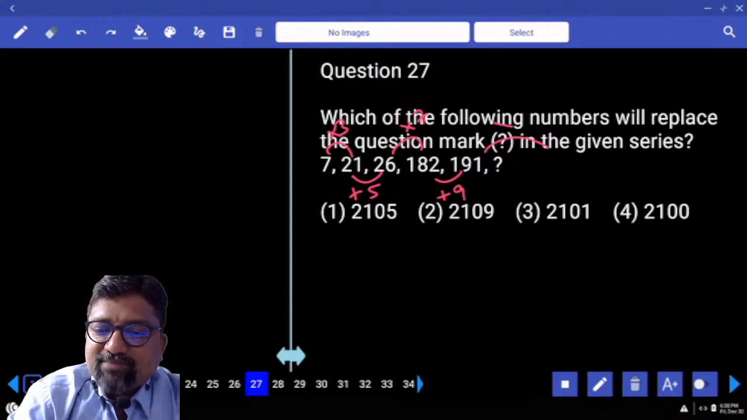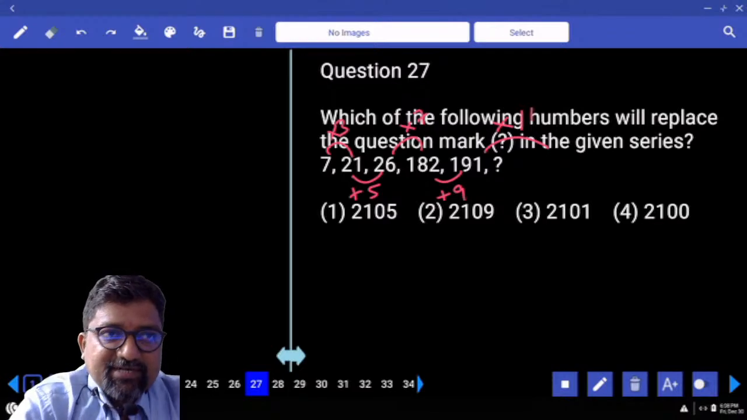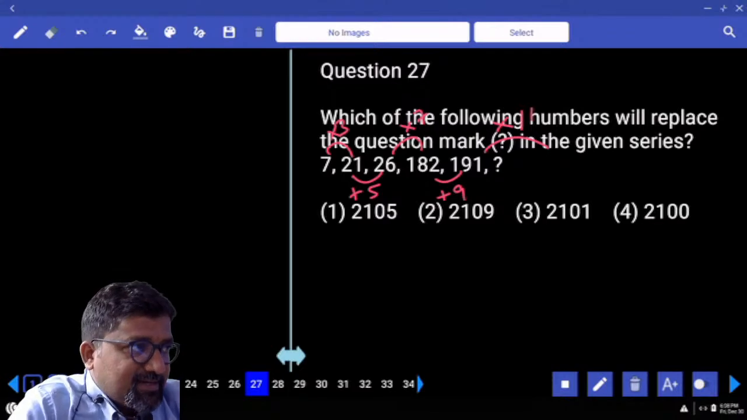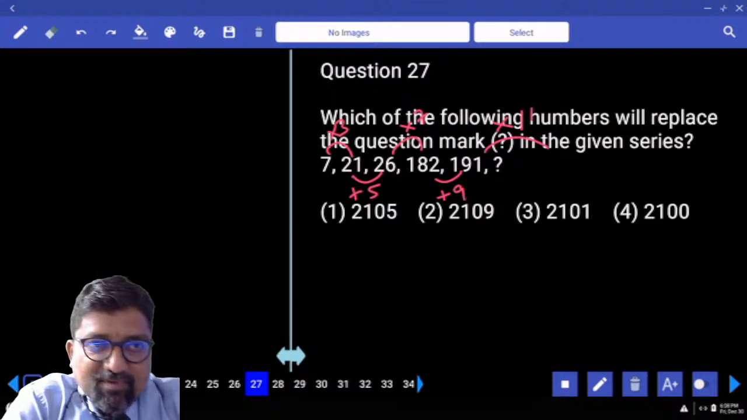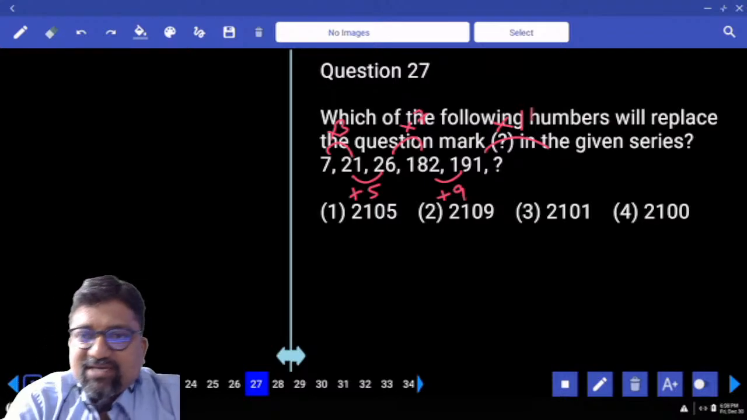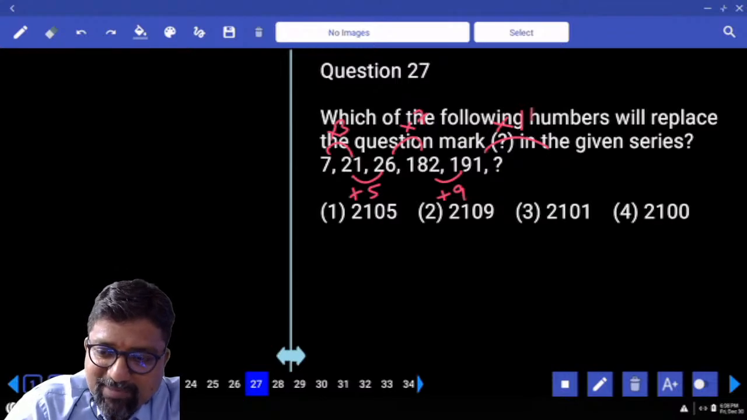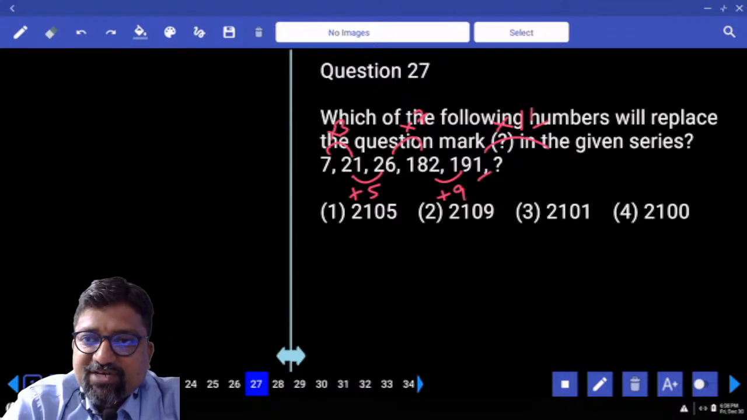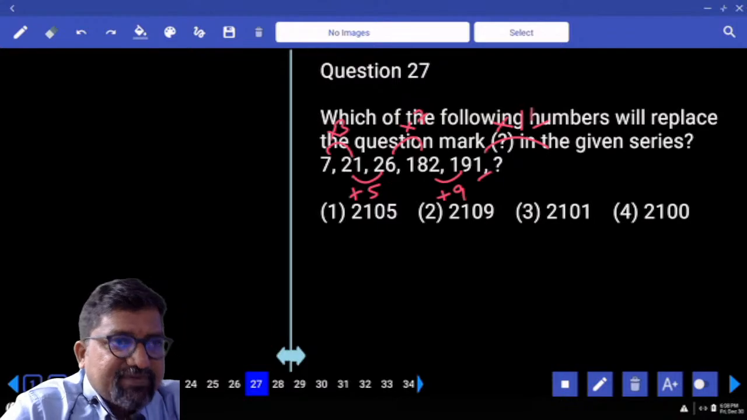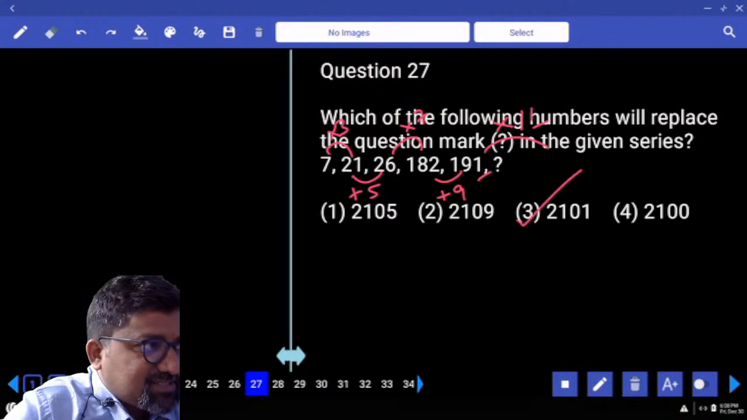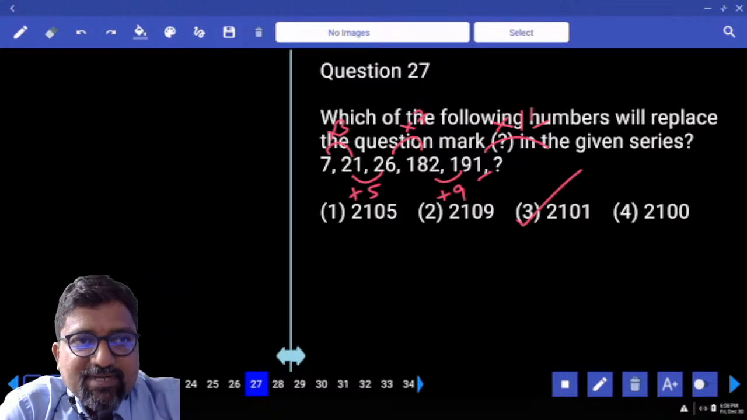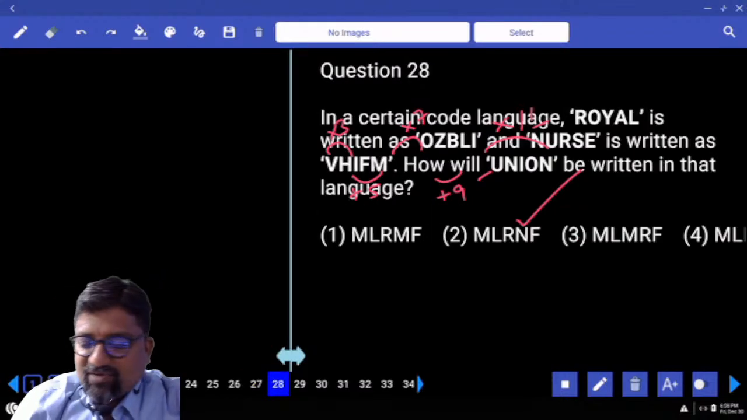What should be the next number? Into 11. Alternate: multiply and then addition. What is 191 into 11? I will not waste my time. I'll only consider the units place. This is 1 and this is 1 here. 1 into 1. My answer should end with 1. There's only one option which is ending with 1. So what's my answer? 2101. Simple. You need to work out in a smart way.